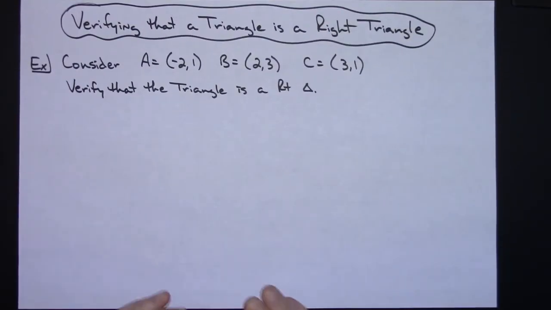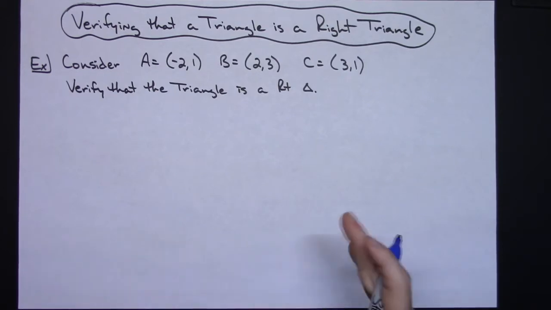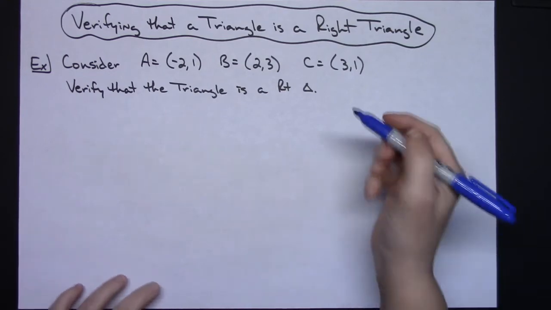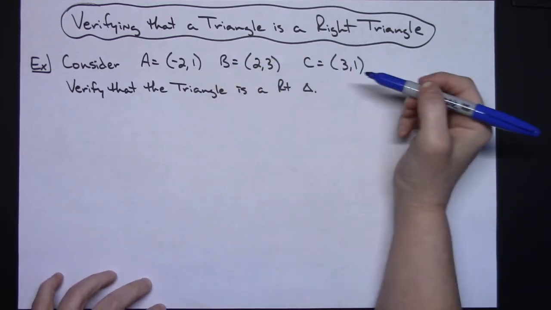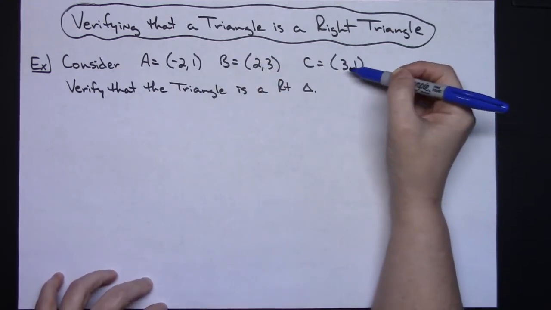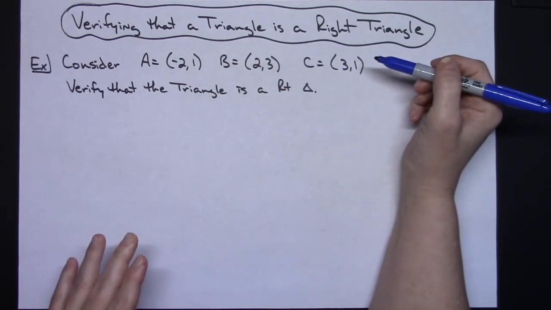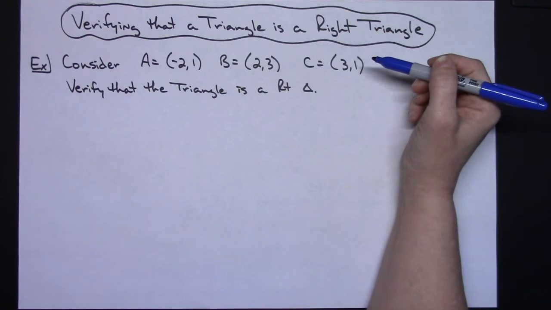In this video, I'm just going to do one example where I verify that a triangle is a right triangle. In the problem, they're going to give you three points, and those three points correspond to the vertexes of the triangle, and our job is to verify whether or not this is a right triangle.